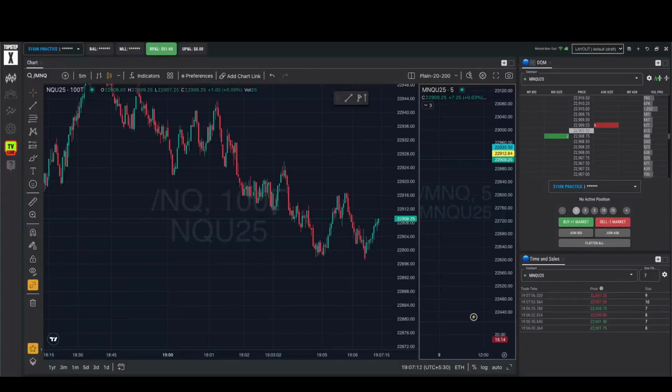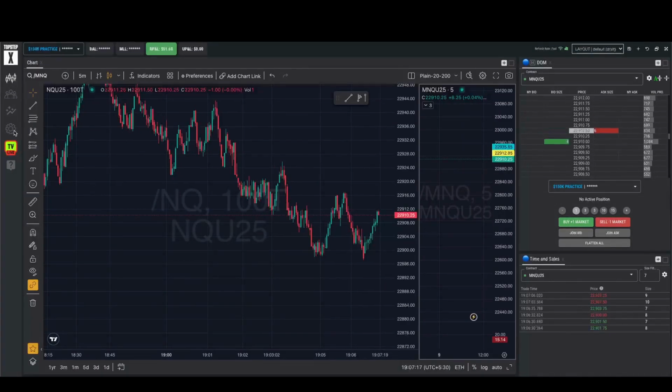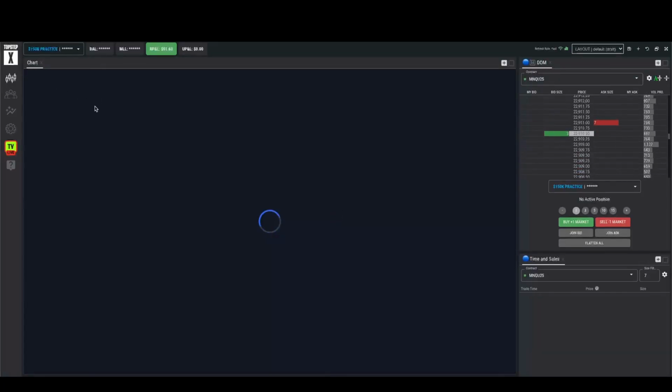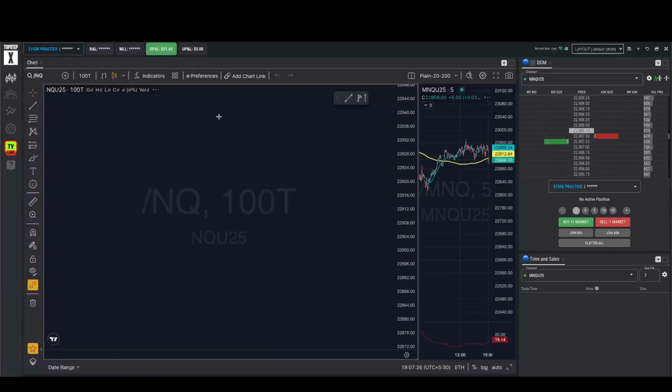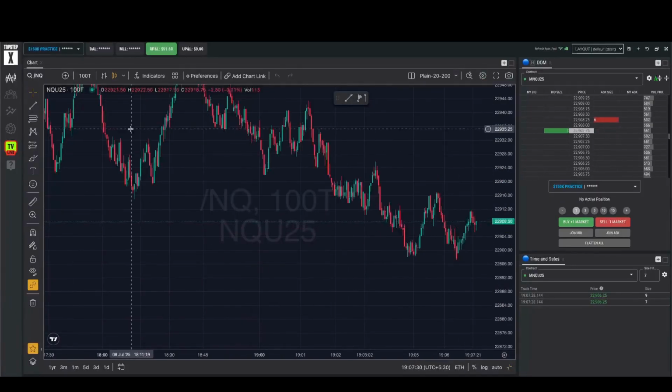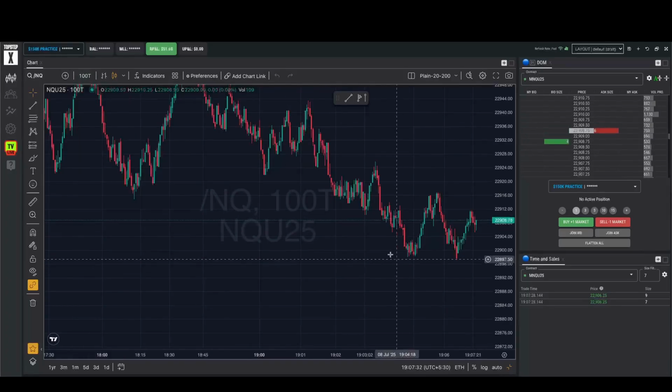Make sure you are testing this on a practice account or a paper trading account. For this video, we are using a practice account. First, we will change the risk settings to have a $20 reward and a $100 risk. This is a negative reward-risk ratio. Next, we are using NQ futures and the E-mini contract. And we are using the 100 tick chart.